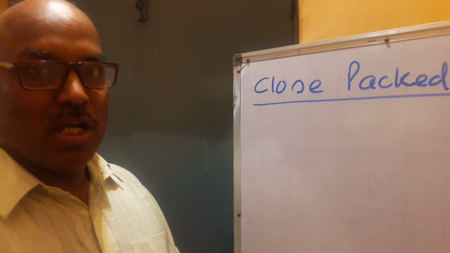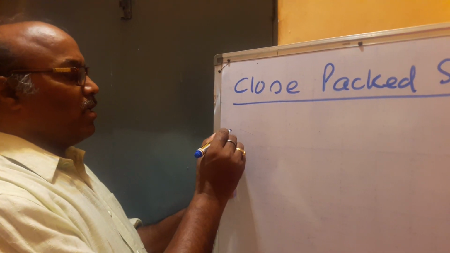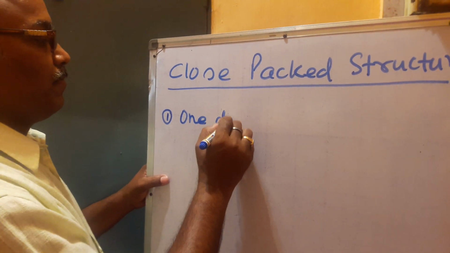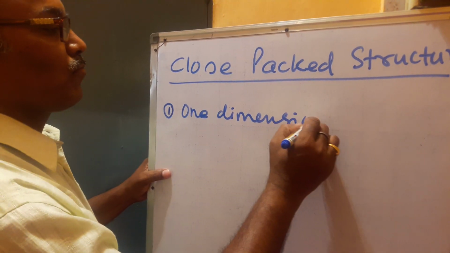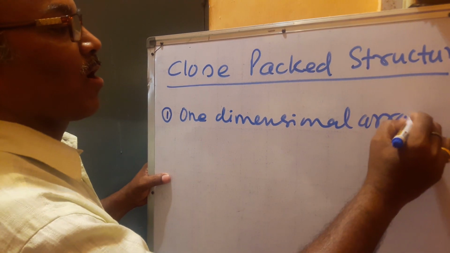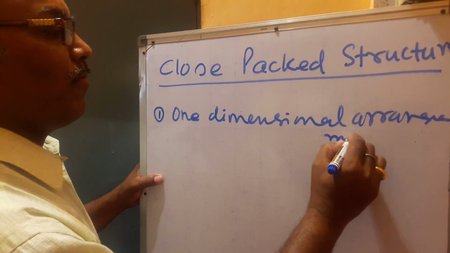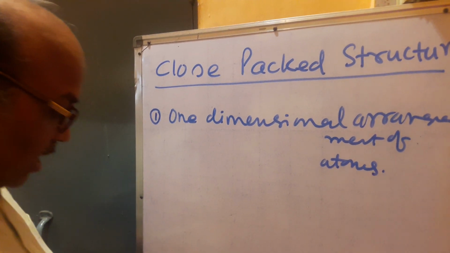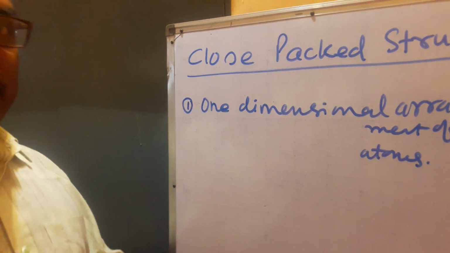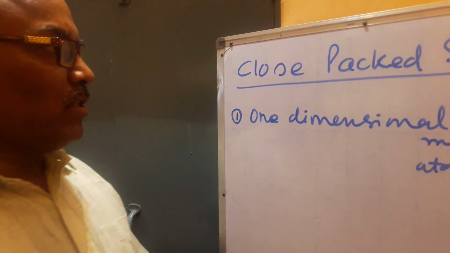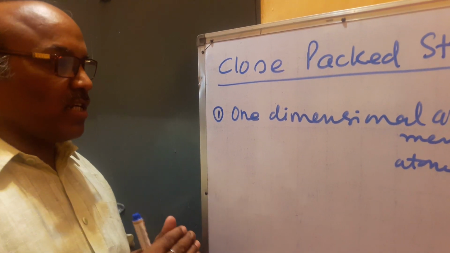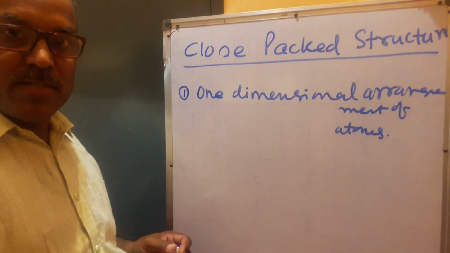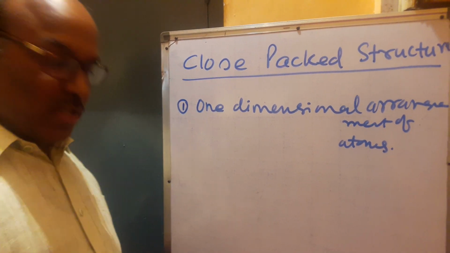Before going to this, let us first start with the one dimensional arrangement of atoms. Let us consider that all the atoms are spherical in nature. The three dimensional arrangement can be understood by first discussing one dimensional arrangement, then second, two dimensional arrangement, and third, three dimensional arrangement.